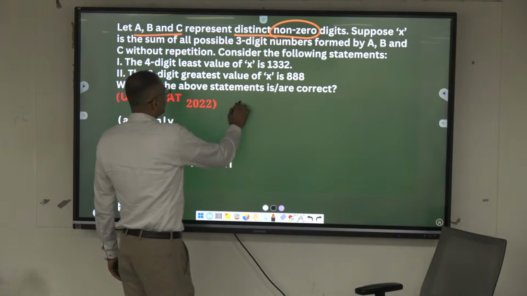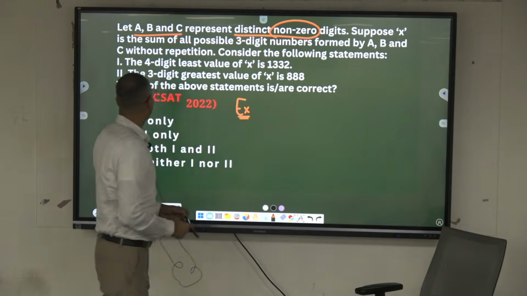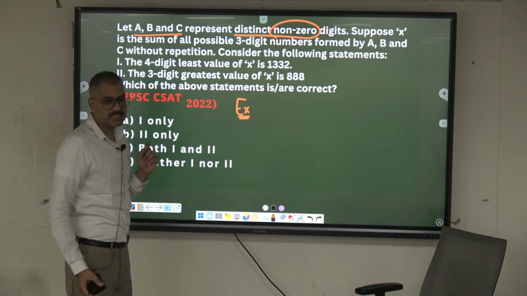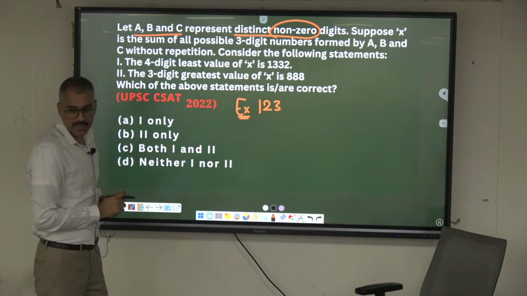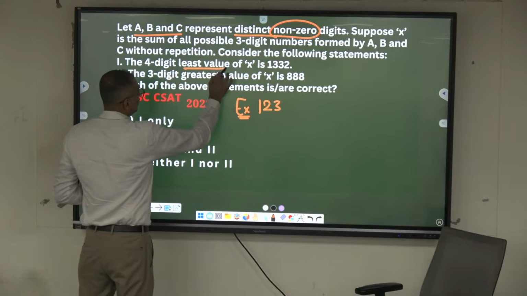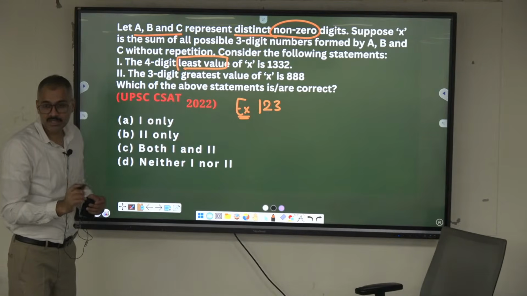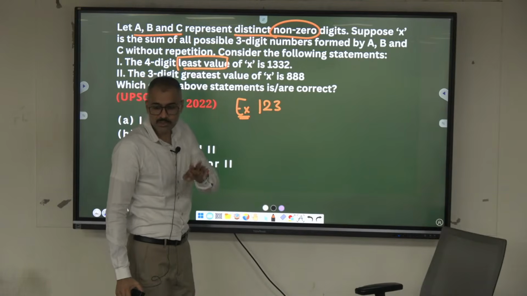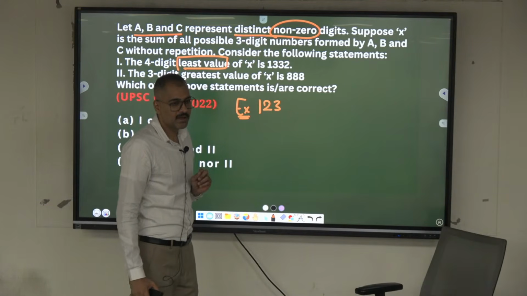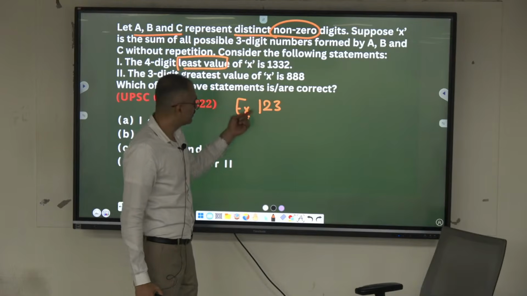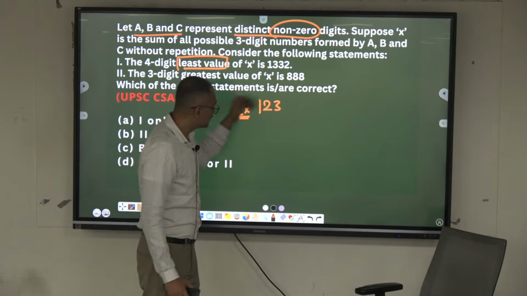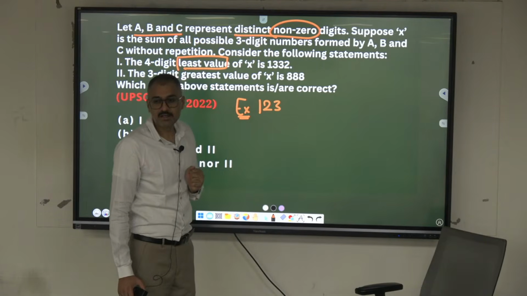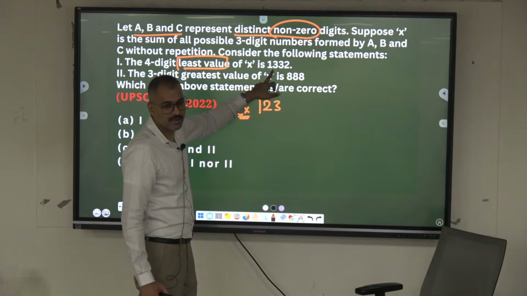Okay, for example, now give me one number which is in the form of A, B, C, non-zero and distinct. 1, 2, 3. Okay, 1, 2, 3. And he is asking about the 4-digit least value, so I have to take the minimum numbers only. Which is the smallest 3-digit number without any repetition you can join, and also non-zero digits? This is 123. Now, if I change their order, how many different ways can I arrange them? 6 different ways. What is their sum?